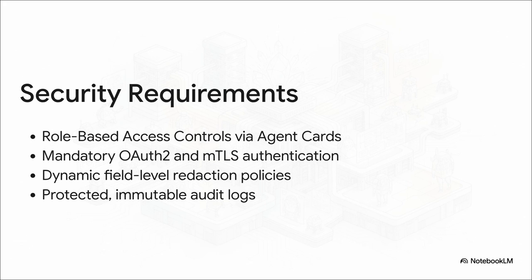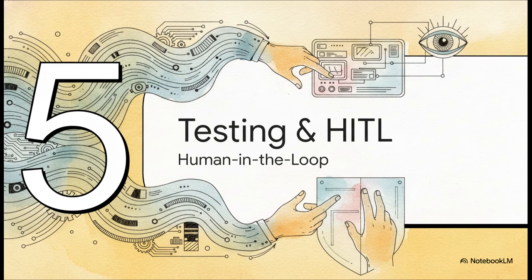Let me be absolutely clear about this. RBAC and dynamic redaction are not just administrative hurdles. They are strict, non-negotiable engineering requirements for limiting sensitive data exposure in high-stakes environments. Section 5. Testing and Human Oversight, also known as Human in the Loop.